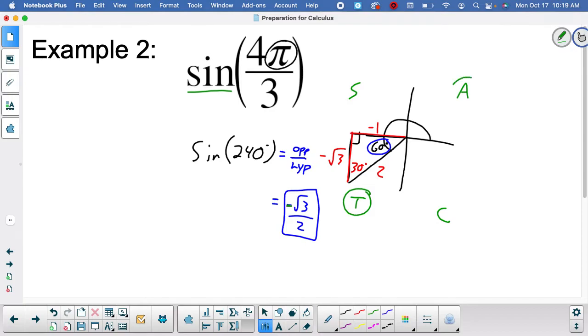Again, first quadrant, everything's positive. Second quadrant, only sine and its reciprocal function, cosecant, are positive. Third one, only tangent. Fourth one, only cosine and secant are going to be positive.